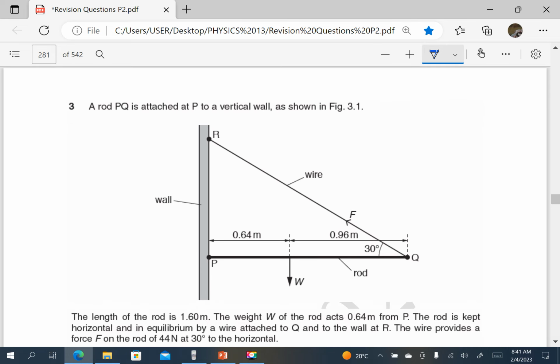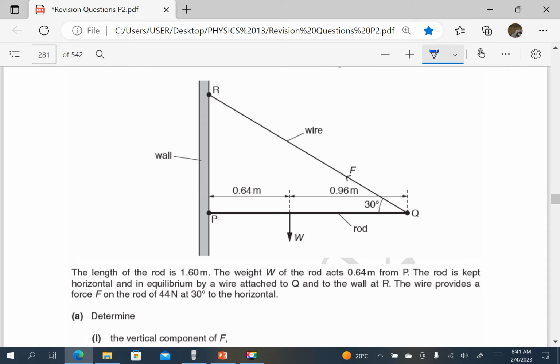A rod PQ is attached at point P to a vertical wall as shown in the figure. The length of the rod is 1.6 meters. The weight W of the rod acts 0.6 meters from P. The rod is kept horizontal, so it means this distance here is 1.6. It is held horizontal and in equilibrium by a wire attached to Q and to the wall at R.